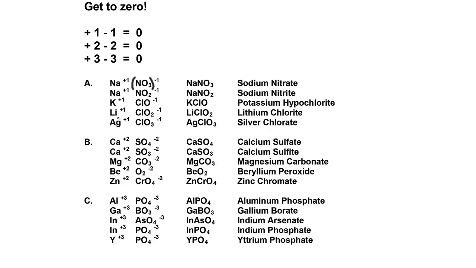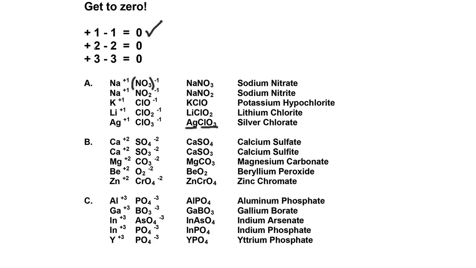Lithium is another +1. Lithium, ClO2 is called chlorite. ClO2, chlorite. We're just shoving them together. Lithium chlorite. Silver. Silver is a +1. ClO3 is called chlorate. Silver chlorate. See how we just write them? We do our silver +1 and we do our -1 and we just shove them together. Silver chlorate. So +1 -1 equals 0.